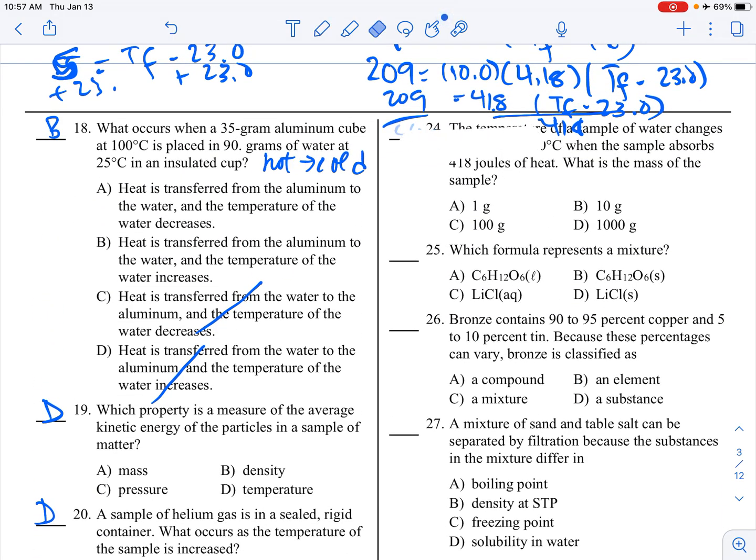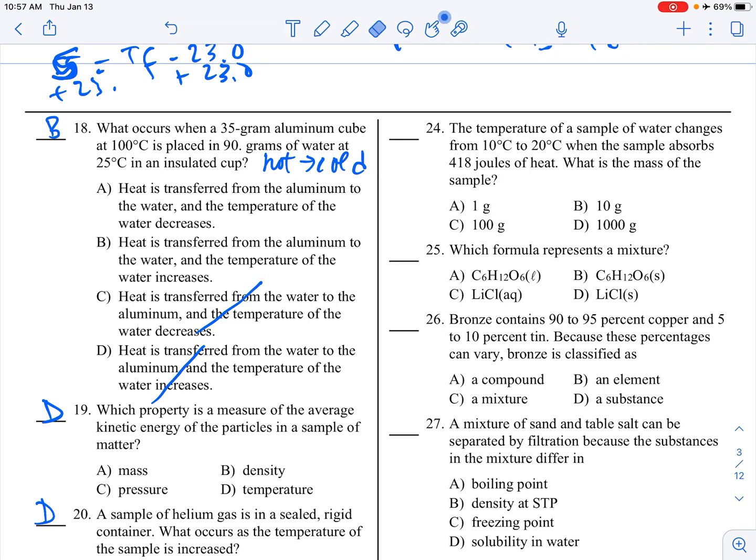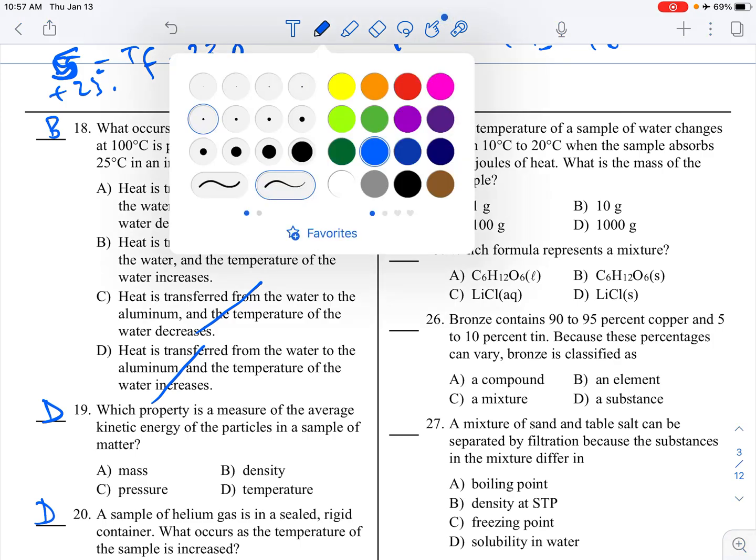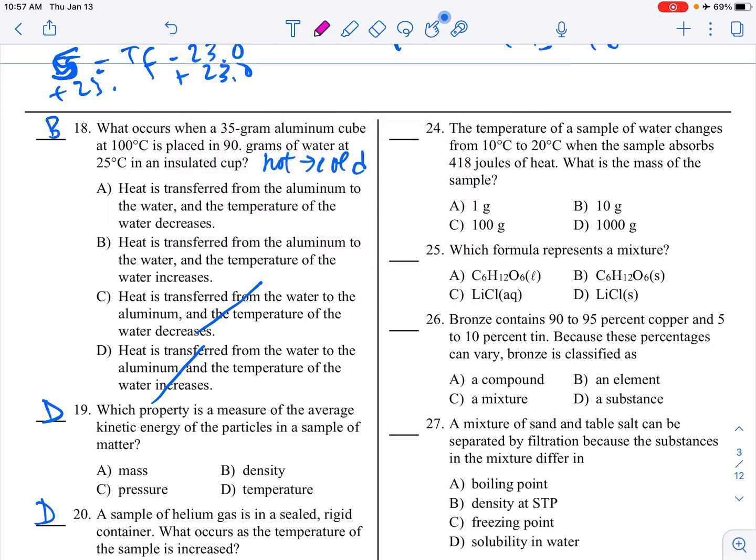I need to erase. The temperature of a sample of water changes from 10 to 20 degrees Celsius when the sample absorbs 418 joules of heat. What's the mass? So again, this is Q equals MC delta T. I'm going to erase this now. I guess I'll use a different color. So we're looking for the mass.